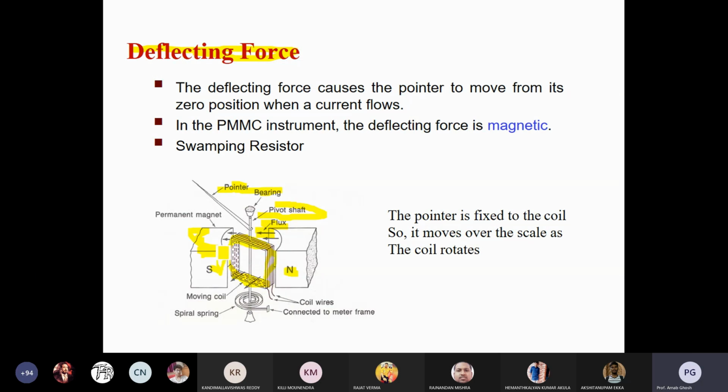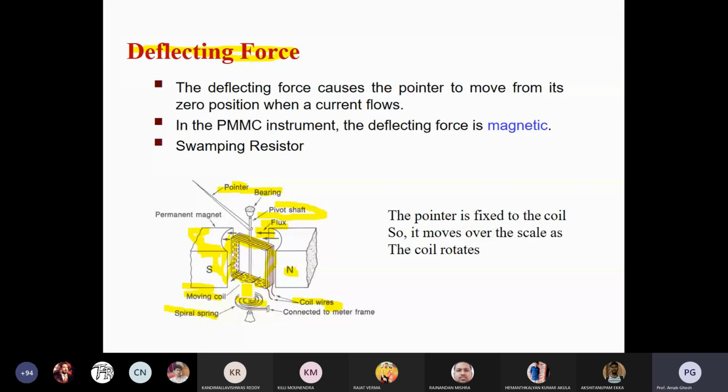So it is called the moving coil. Why moving coil? I think all of you can understand why it is known as the moving coil. It has coil wires, some of the coil wires connected to the meter frame. And the pivot, the dual bearing you have to use, why? For holding the entire device with your meter. That is the important issue for it.